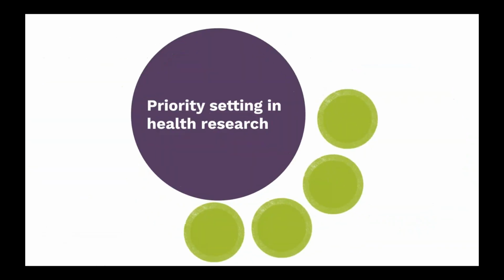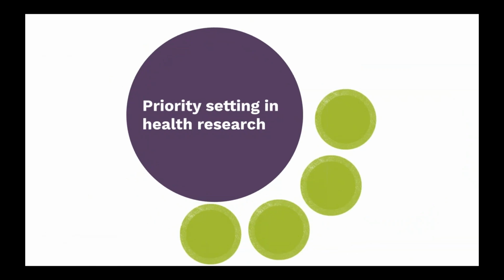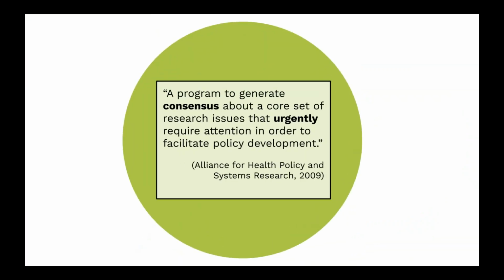So let's start with covering some key concepts of priority setting. There are a number of definitions in the literature. So this is the one by the Alliance for Health Policy and Systems Research at WHO. It's a program to generate consensus about a core set of research issues that urgently require attention in order to facilitate policy development. So I would like to draw your attention to the concept of consensus.